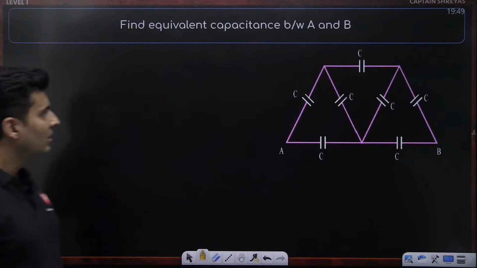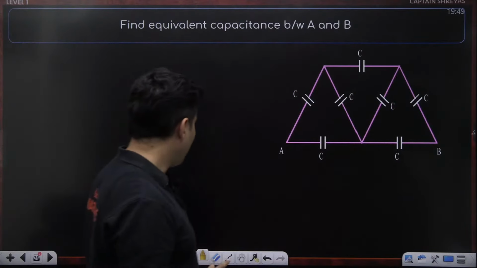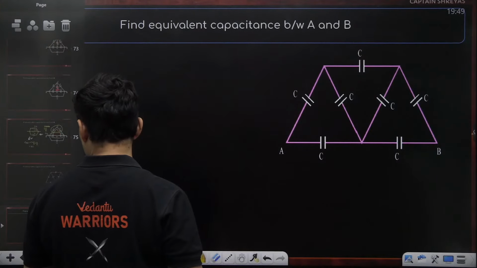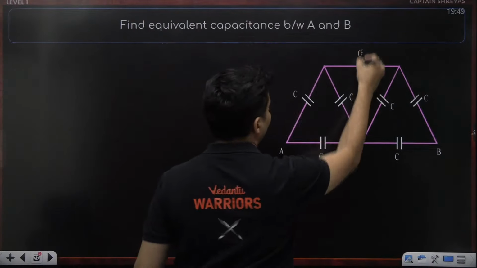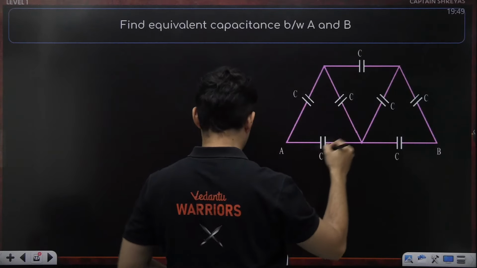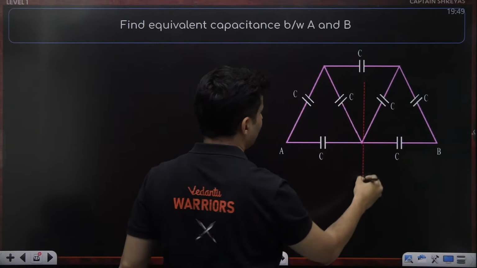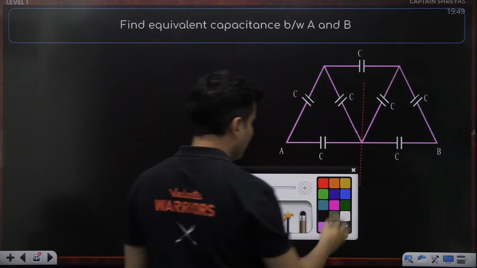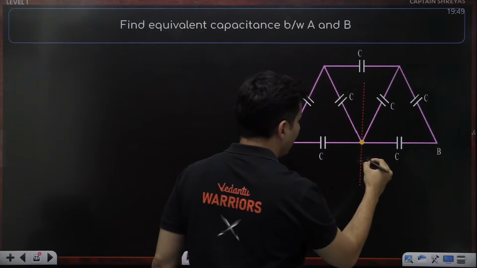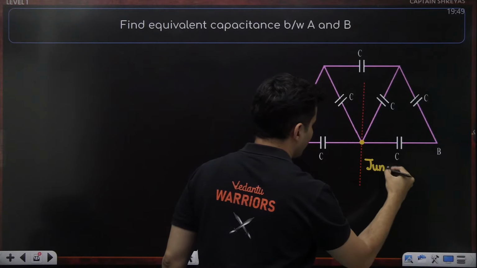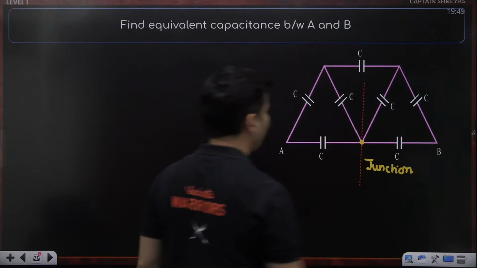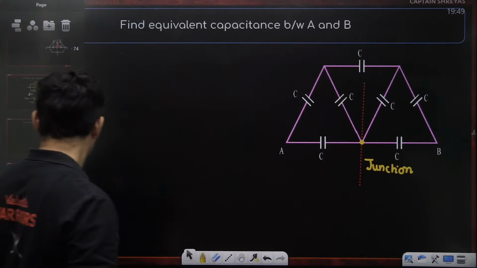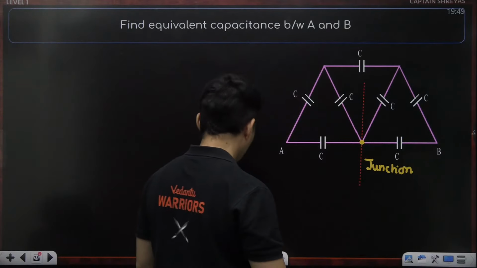Here it is. Do I have a line of symmetry? I think so. Let's figure it out. We do have a line of symmetry right over here. And I can't break this capacitor, but I can see very clearly that at this particular point, I have a junction. And whenever I see a junction, what do I do? I split that junction up into two parts.